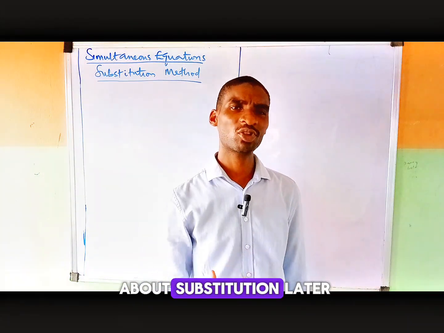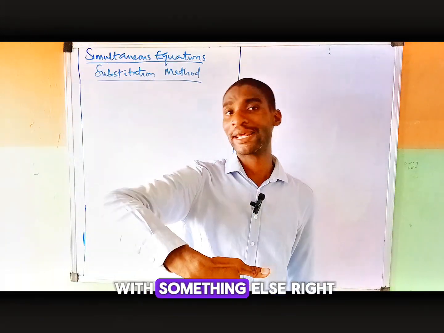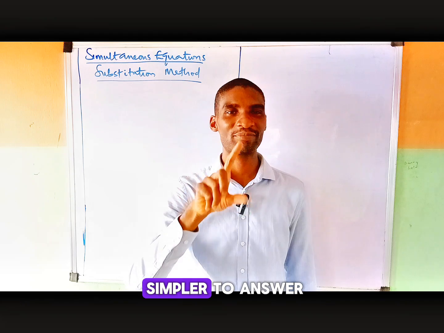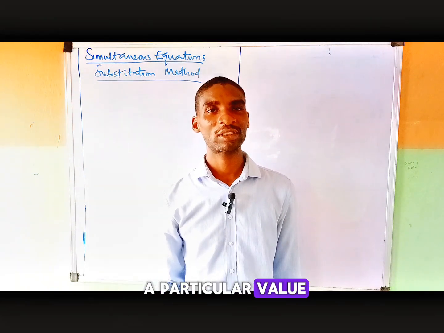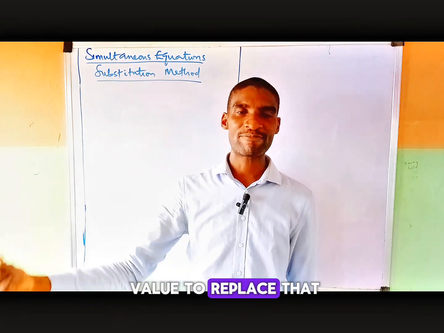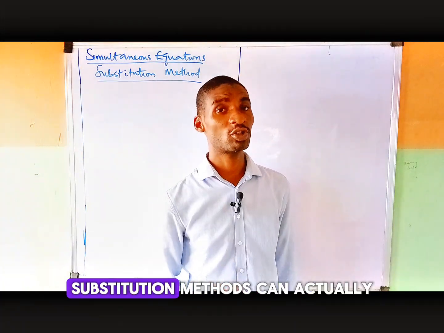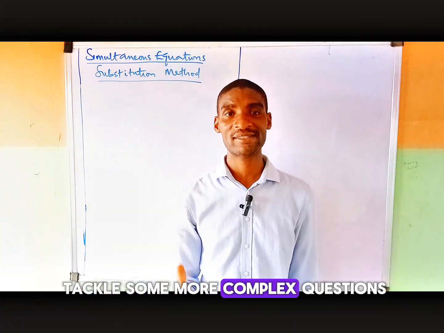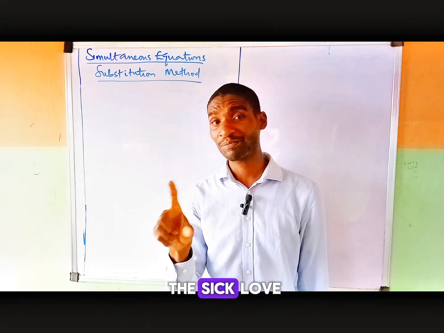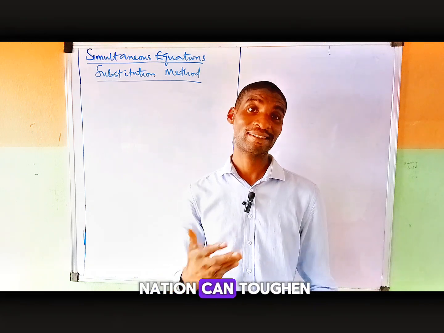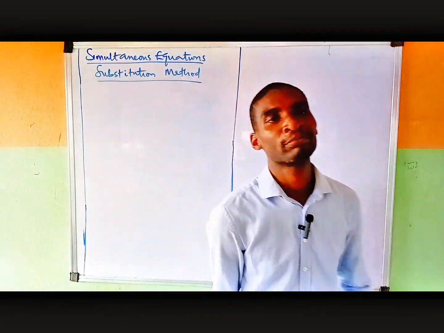So when we talk about substitution method, you are bringing something out of the equation and you are replacing it with something else, to make the equation simpler to answer. That is what substitution is about. So you bring out a particular value and you use another value to replace it. I told you substitution method can tackle some more complex questions that elimination method cannot. However, we're going to start with the simpler questions that elimination can tackle, and then we advance to the more complex questions. Come with me.